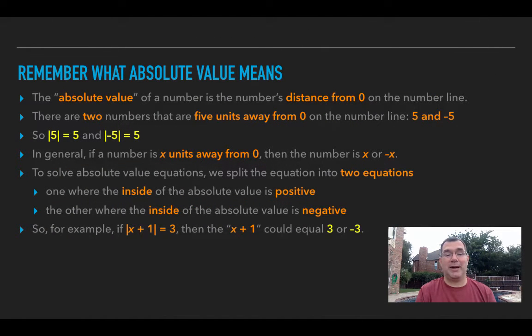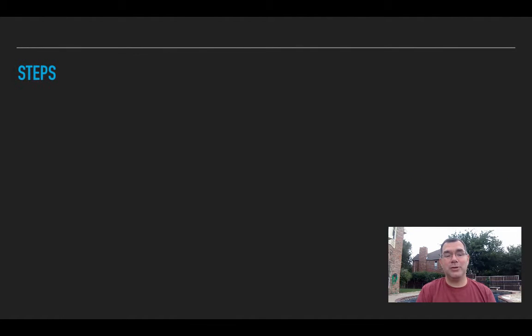For example, if I have absolute value of x plus 1 equals 3, I don't know whether x plus 1 is positive or negative. All I know is that x plus 1 is 3 units away from 0, so it could be 3 or it could be negative 3. I don't know. So here are my steps.